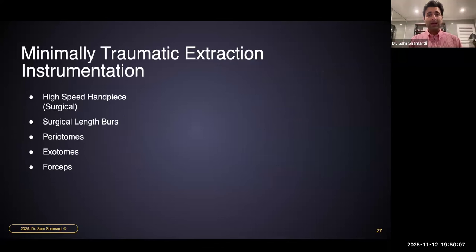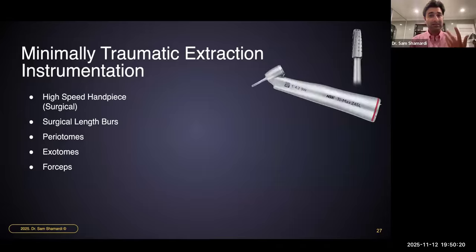And in order to do that, we have to have the right armamentarium. So anytime we talk about minimally traumatic or atraumatic tooth extraction, there are very specific tools and instruments that help us do our job consistently and systematically.